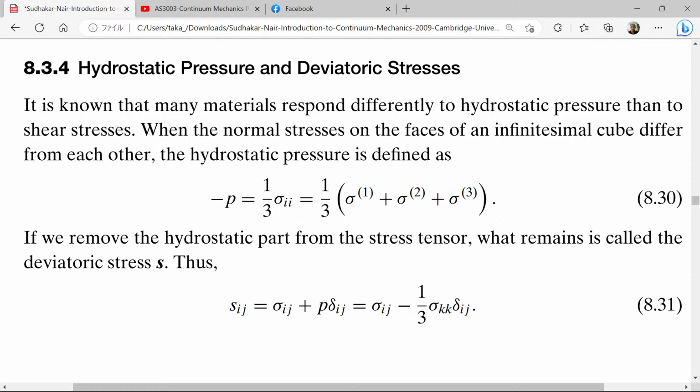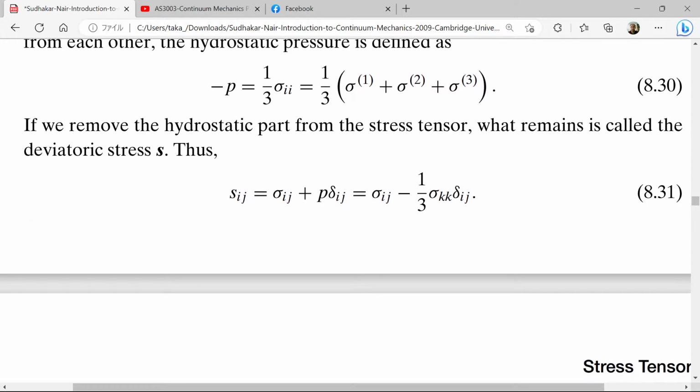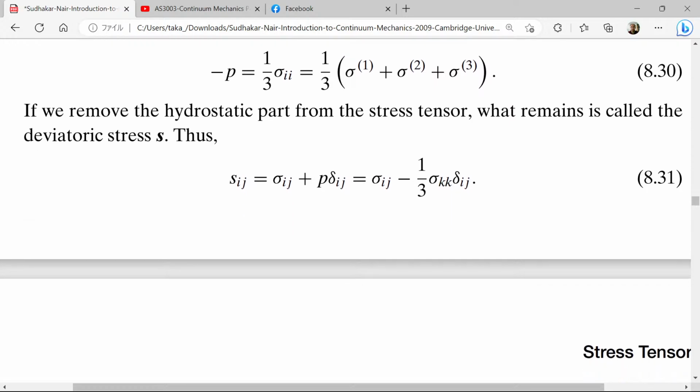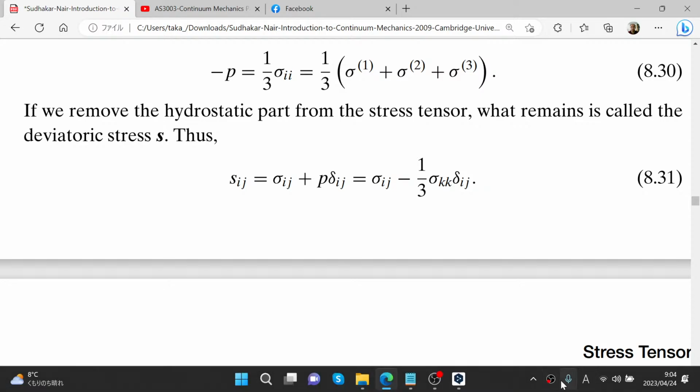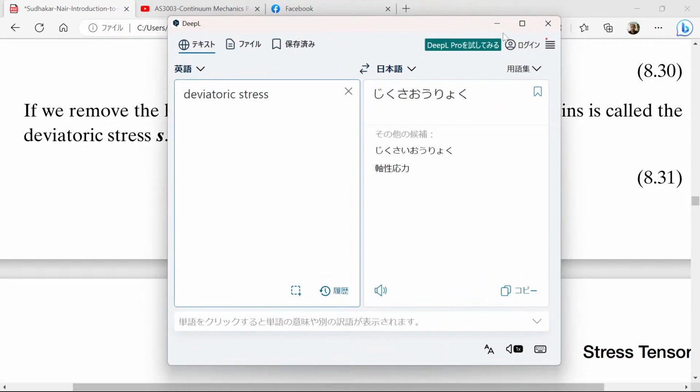Hydrostatic part from the stress tensor. It is called deviatoric stress, deviatoric stress S.